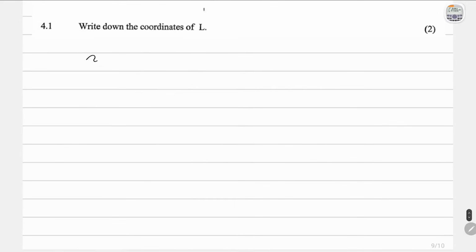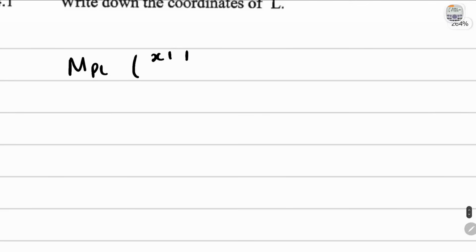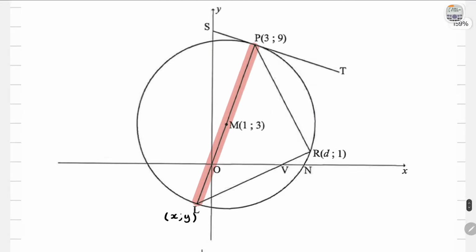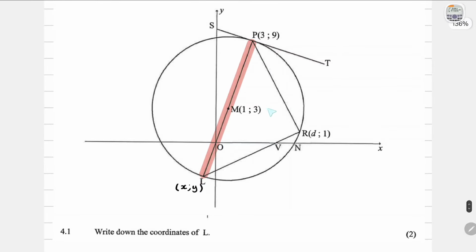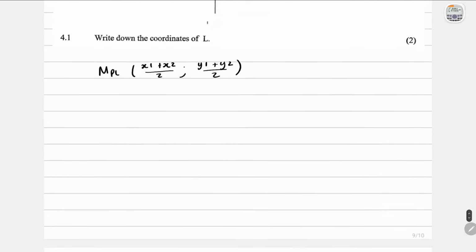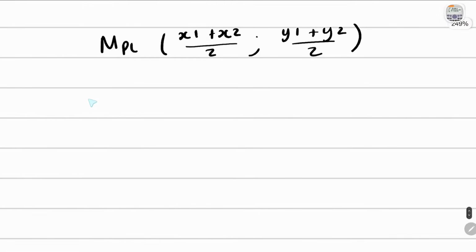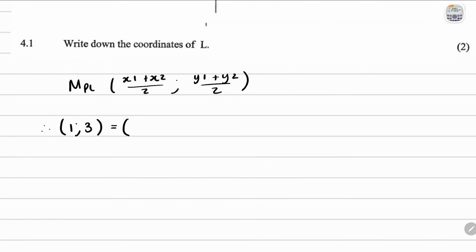Okay, so the midpoint of PL, we will find that by saying x1 plus x2 over 2 and then y1 plus y2 over 2. But here's the thing, we already have the midpoint of PL. That is M, which is 1 and 3. And it should be equal to the midpoint of PL because it is the midpoint of PL.